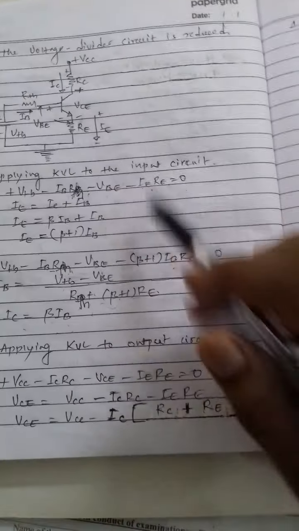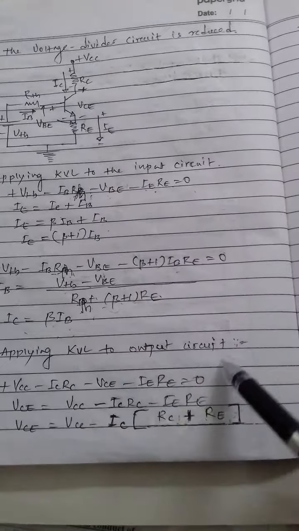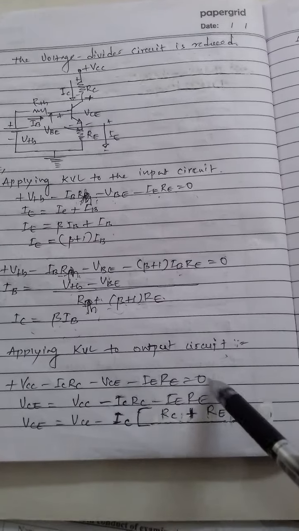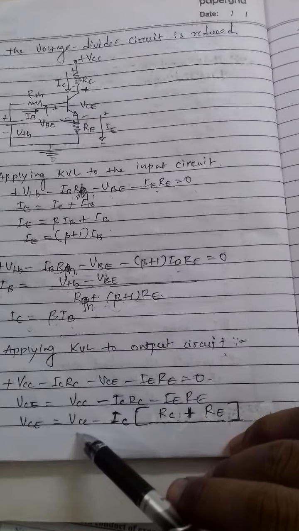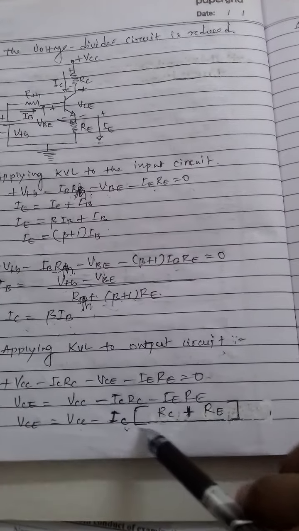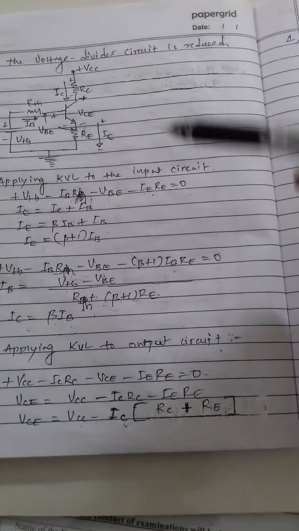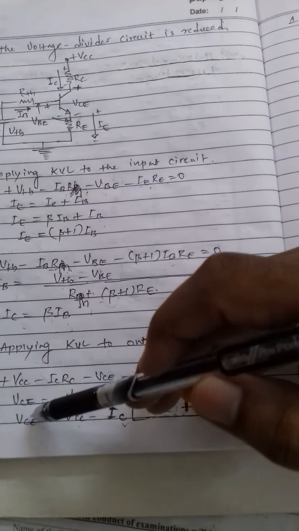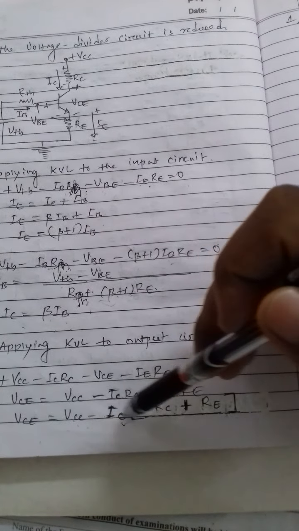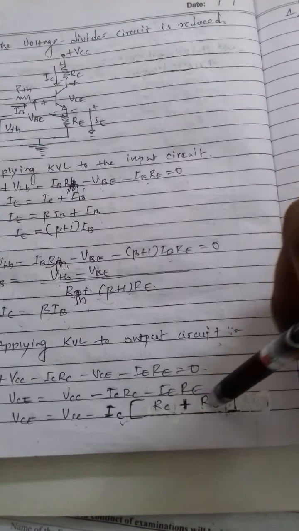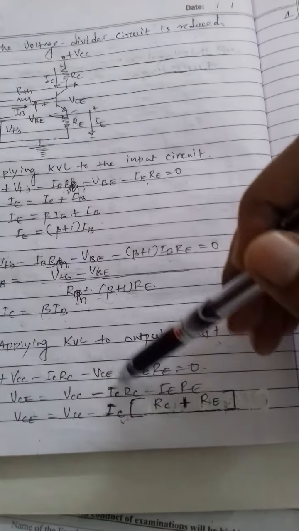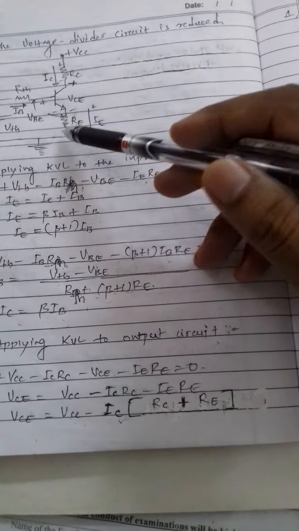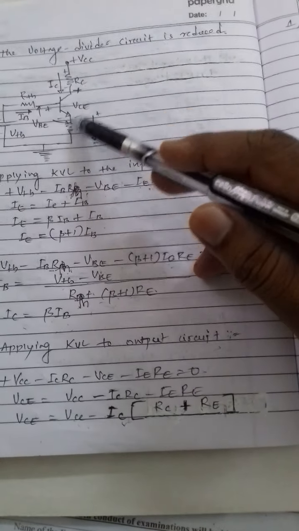Applying KVL to the output circuit, similarly plus VCC minus IC RC minus VCE minus IE RE is equal to 0, which gives VCE equal to VCC minus IC into bracket of RC plus RE. VCE is the voltage between collector and emitter of the transistor.